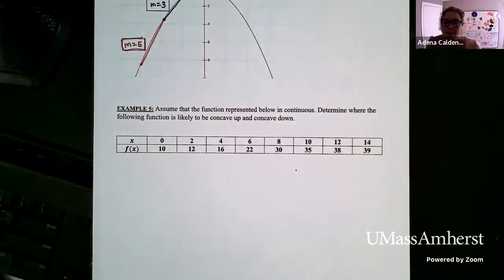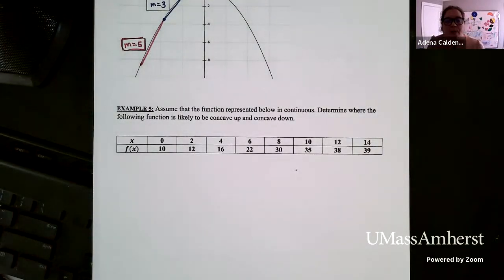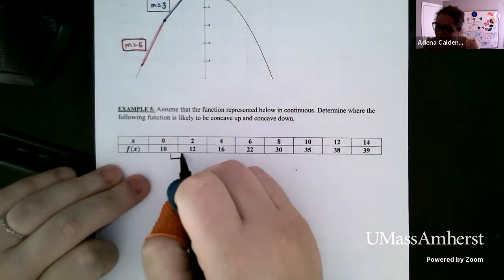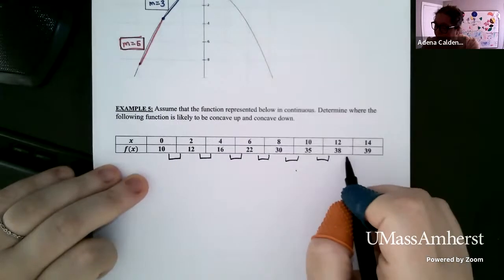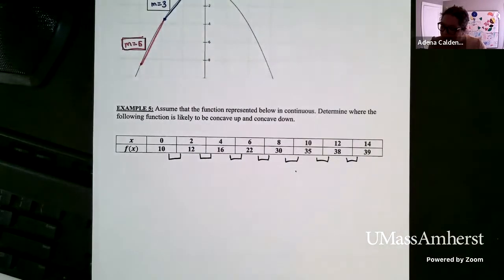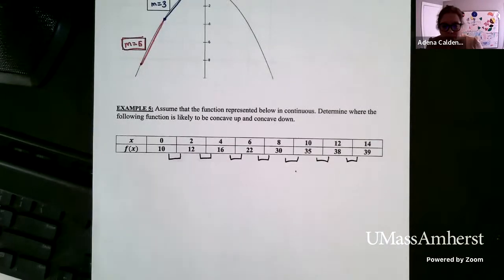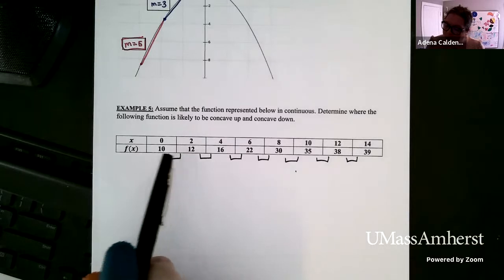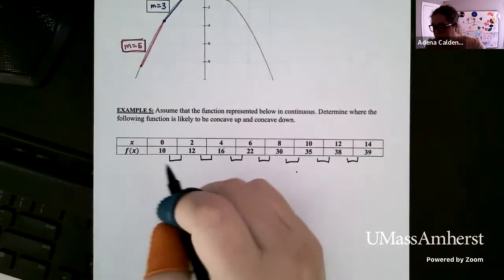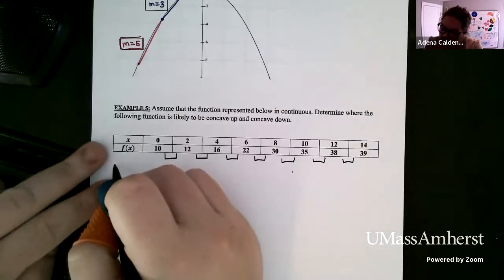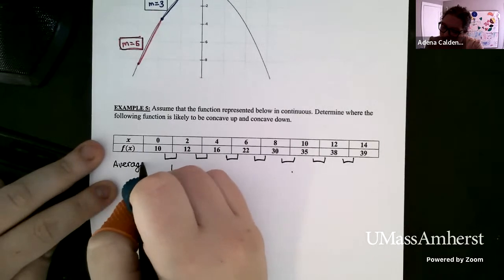So assume that the function below is continuous. Determine where the following function is likely to be concave up and concave down. Okay, so what we want to do is we are going to approximate the average rate of change between every 2 points as we move from left to right. Okay, so for example, the first average rate of change, f of b minus f of a over b minus a, is change in y over change in x. So we'll do 12 minus 10 divided by 2 minus 0, right? So that's going to be 2 divided by 2. That's going to give me an average rate of change of 1. So we're going to do that for every single point.